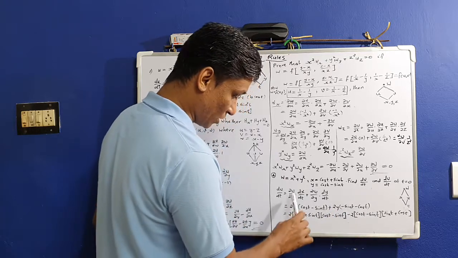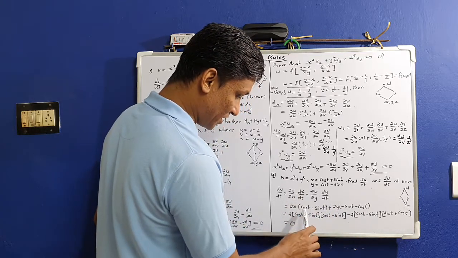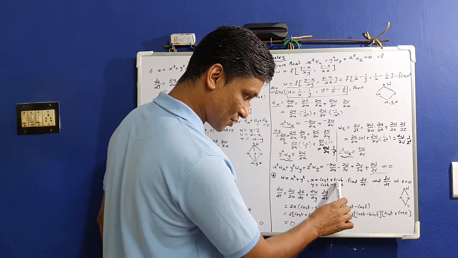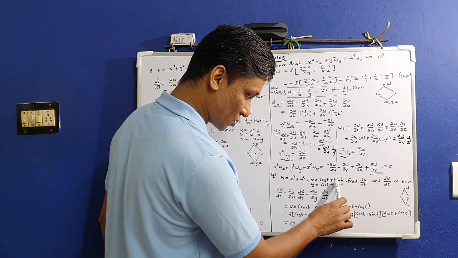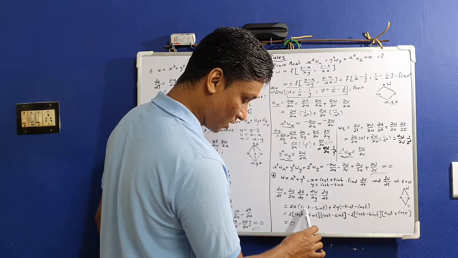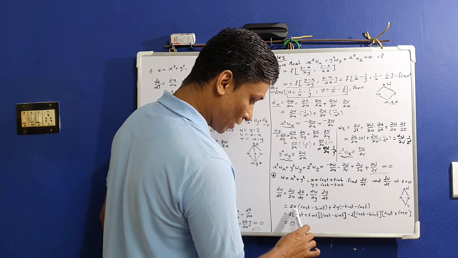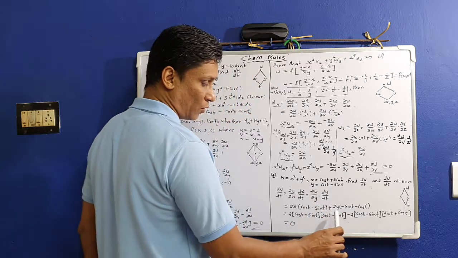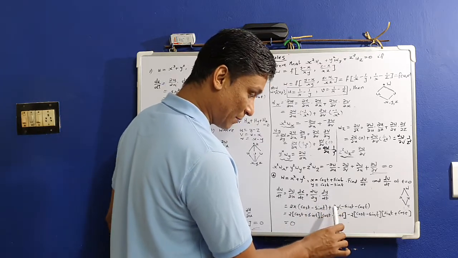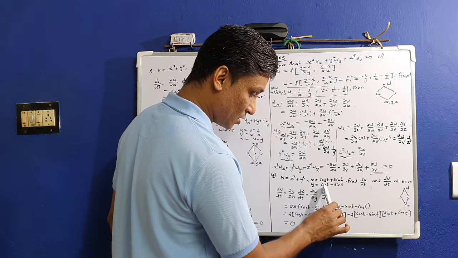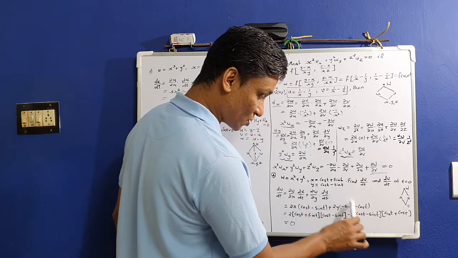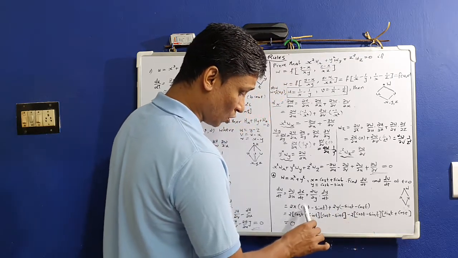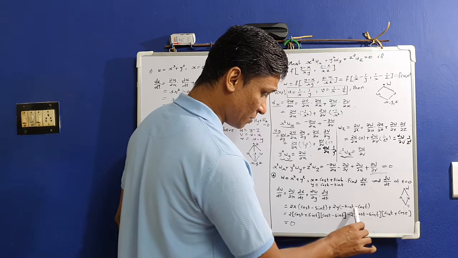Substituting these values, dou w by dou x is 2x. dx by dt is minus sin t plus cos t. Its differential is minus sin t plus cos t, so I am writing it as cos t minus sin t. So 2x into cos t minus sin t plus 2y, that is dou w by dou y, which is 2y, into dy by dt. What is dy by dt? That is minus sin t minus cos t. So 2x into cos t minus sin t plus 2y into minus sin t minus cos t.